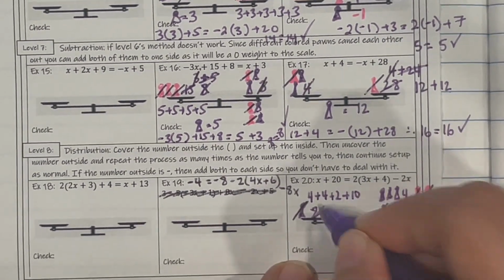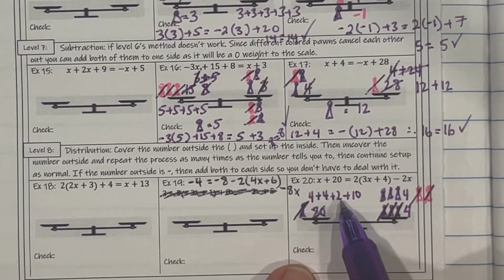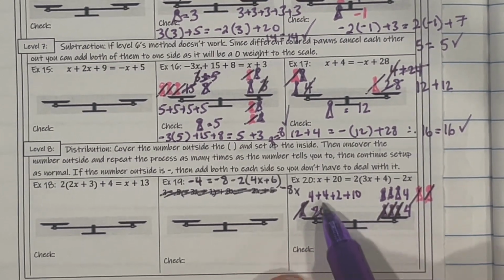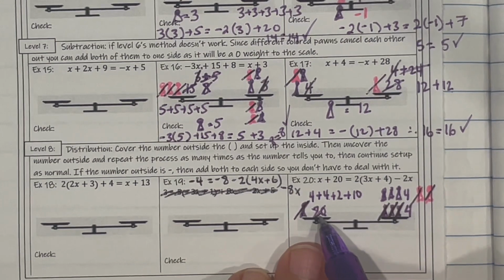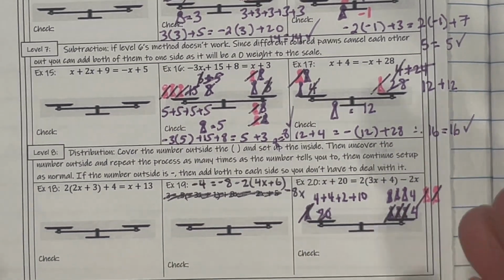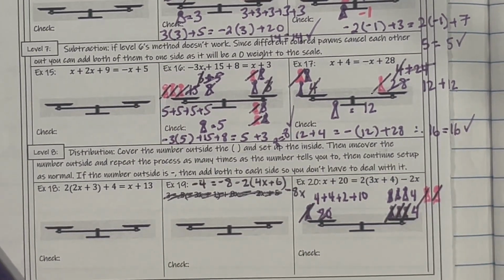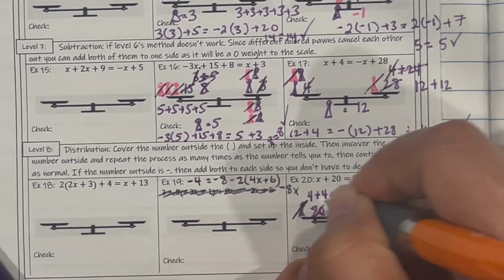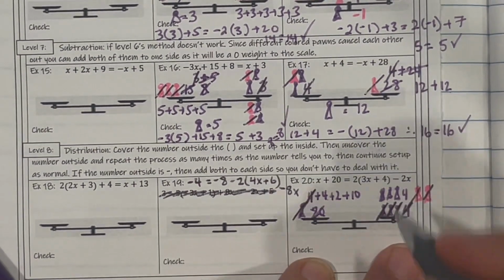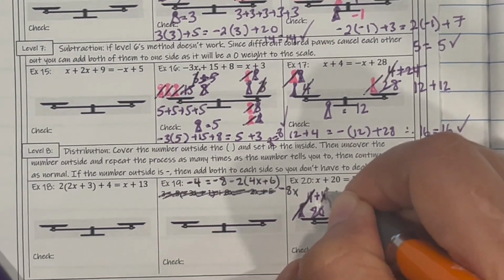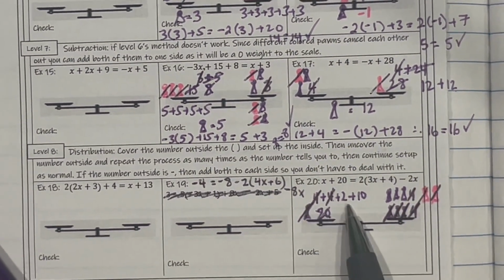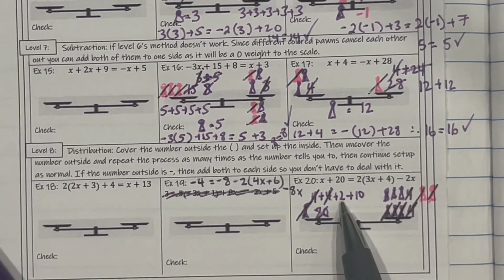All right, so again, 4 plus 4 is 8, plus 2 is 10, plus 10 is 20. So I can just substitute that for that and it stays exactly the same. My scale is still balanced. The reason I did that is I want to remove this 4 from the left and from the right. I want to remove this from the right and from the left. Boom. So once I do that, I have 10 plus 2 left on this side.